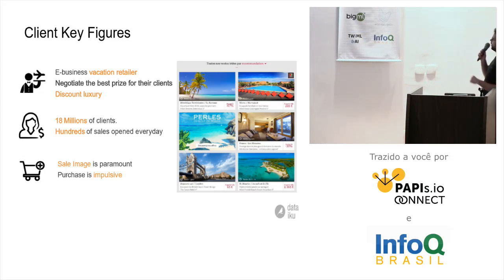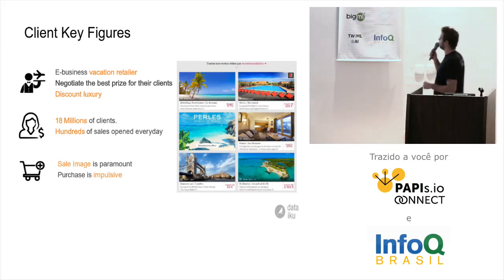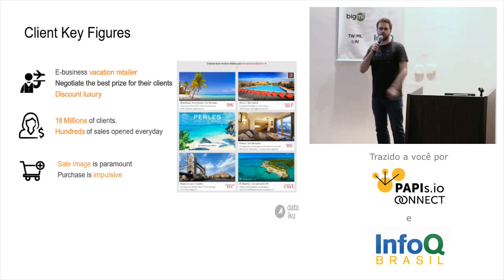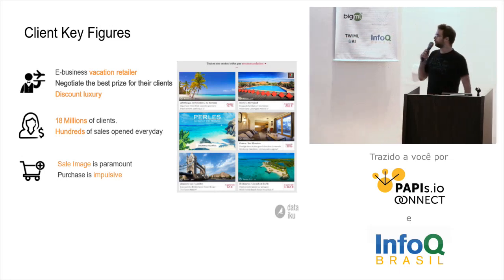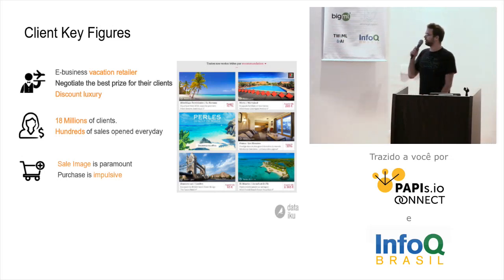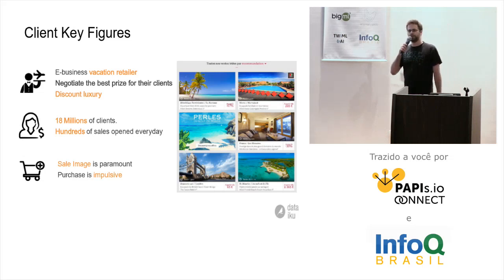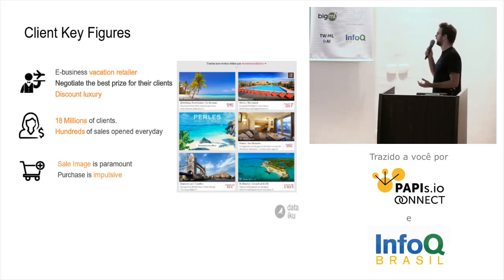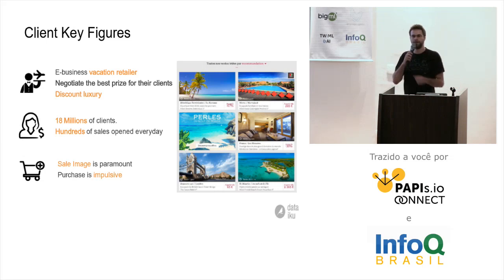They have millions of clients and they have hundreds of these kinds of sales open on their website every day. So of course they need a recommendation engine, especially because the marketing over there believes that the purchase on this website is really impulsive. You don't go to this website to say, okay, I'm going to go 2 weeks in Rio at this time of year. It's more like, okay, I have 3 days next weekend. Where should I go? Oh, there is a nice opportunity to go to London. So maybe I'll purchase this.